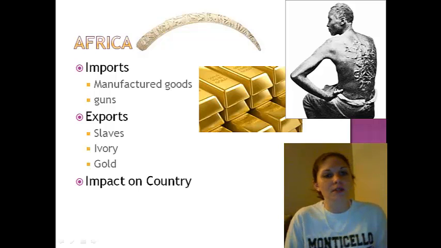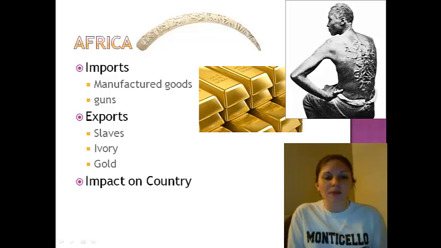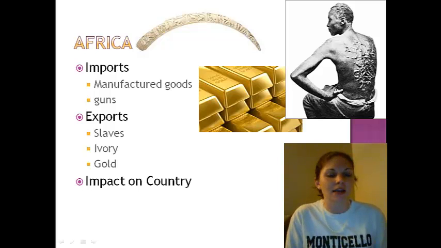Some of the imports coming into Africa, as we had talked about before, were manufactured goods. Africa hadn't industrialized as much as the European countries had. So anything that was manufactured or made in a factory was brought into Africa to be traded, and especially guns. Guns had a big influence on Africa at this time. Slaves were traded for guns, and this introduced guns to African society, and it really changes the dynamics of the interactions between people within Africa itself. So that's also a little bit of the impact that it had on Africa.